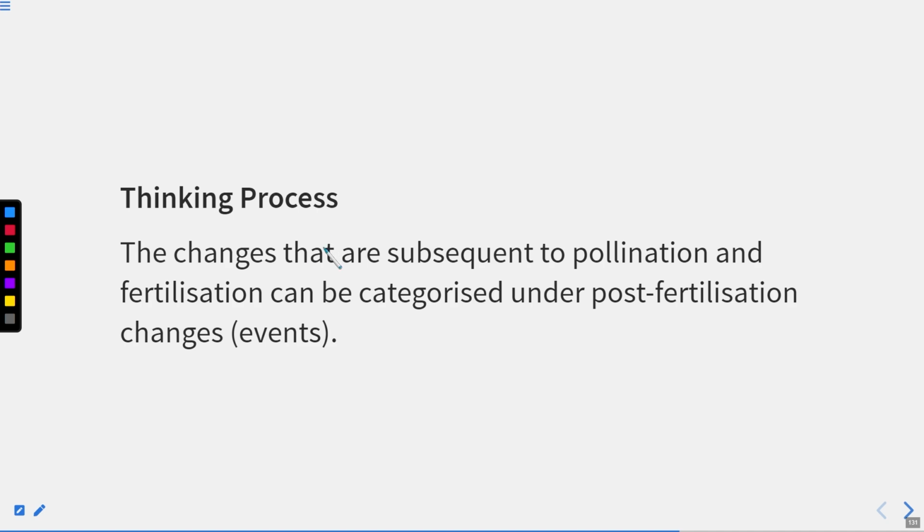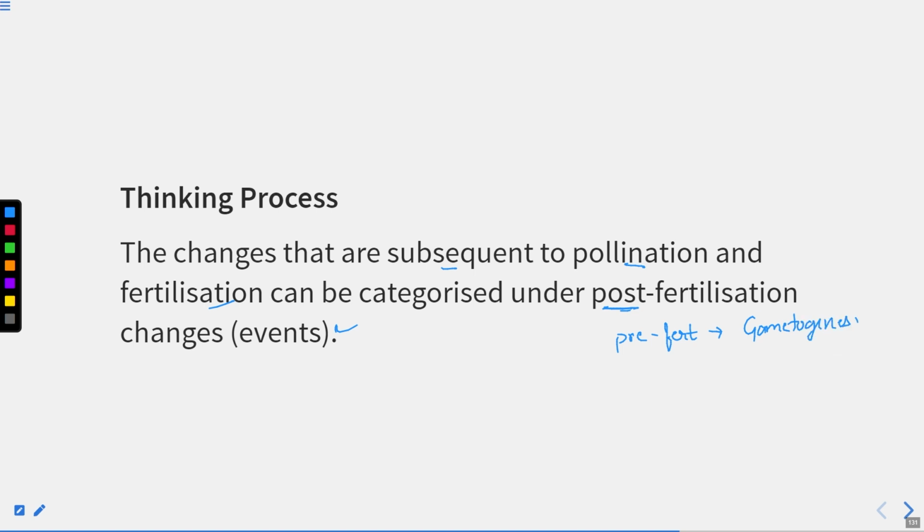So, okay, let's talk about this. The changes that are subsequent to pollination and fertilization can be characterized under post-fertilization changes or post-fertilization events. Alright, the first are pre-fertilization events, and we have the post-fertilization events. So let's talk about the pre-fertilization events. What happens during the pre-fertilization? Gamete formation or gametogenesis.